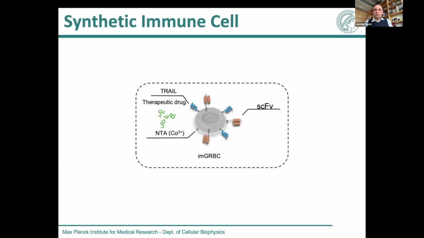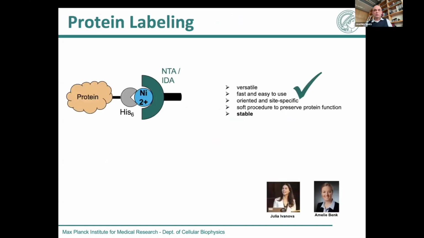We can even then include microRNA or mRNA as a therapeutic or any therapeutic drug, which then goes inside and can be applied in vivo. Now coming to this cobalt, to this HisTag NTA or IDA chemistry, which I think is of interest for many applications where labeling on surfaces needs to be stable.